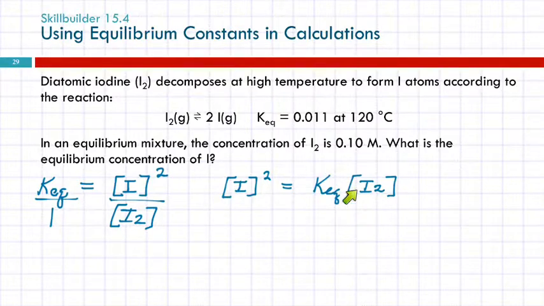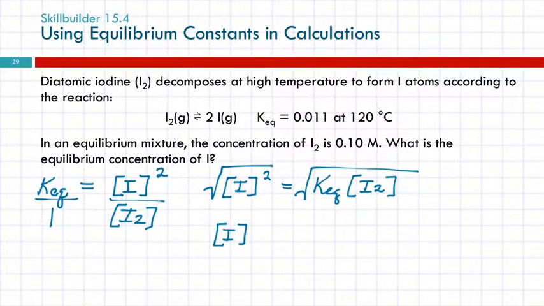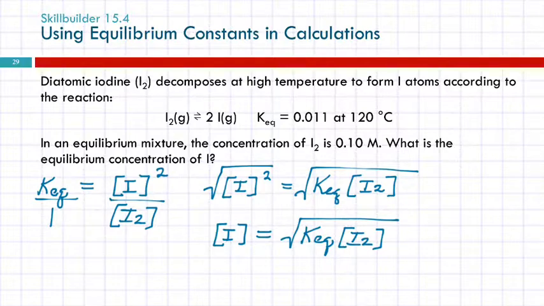Now, I squared equals this, but I don't want I squared, I want I. I need the square root of this. So I'm going to take the square root of this side, and I'm going to take the square root of the other side. So the concentration of the iodine atoms is equal to the square root of KEQ times the iodine concentration, the molecules.